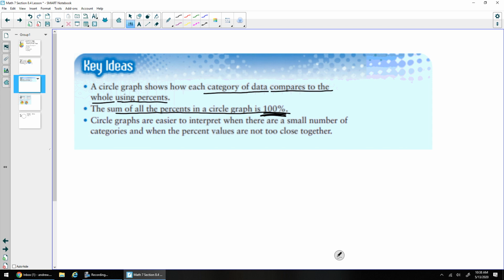So circle graphs are easier to interpret when there are a small number of categories. If there's too many, then there's too many little pieces and it's hard to read, hard to compare. And when the percent values are not too close together. If all the pieces are very close to the same size, showing it in a circle graph is fine, but it doesn't give you a good visual representation because you're really just having to look at the percentages anyways, in which case you don't need to make a circle graph to show the visual comparison. Okay.